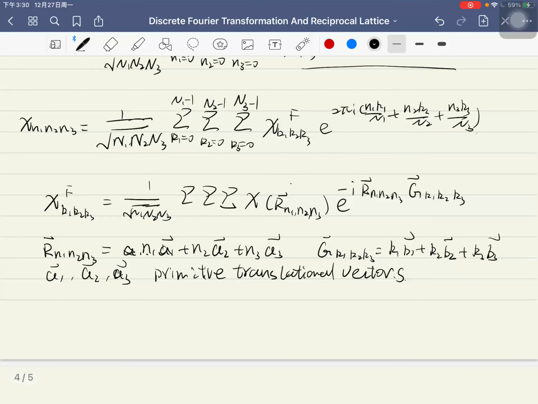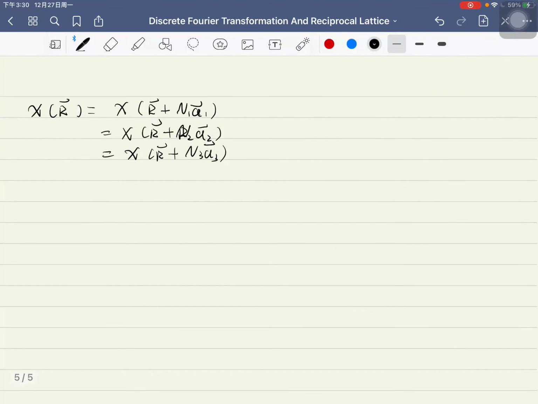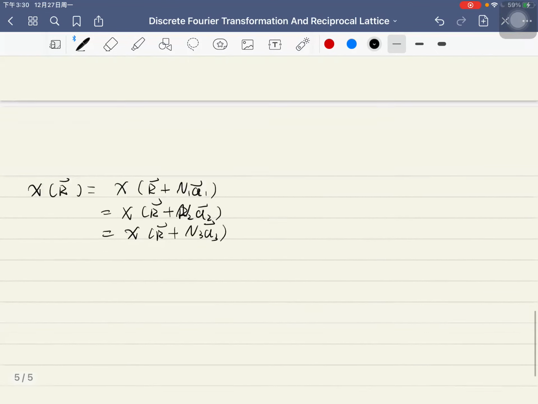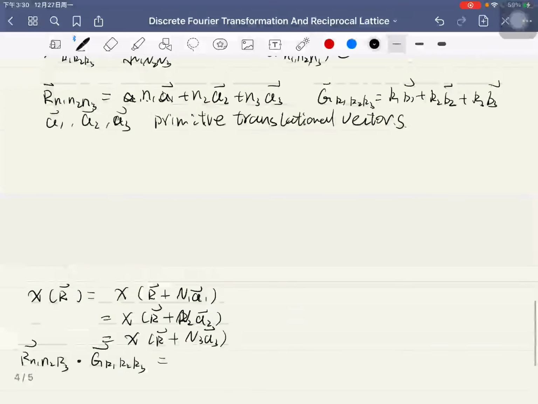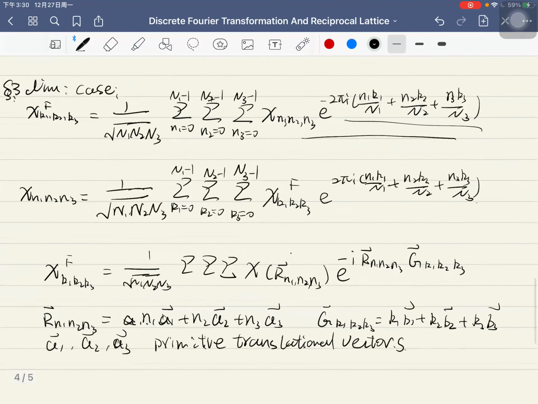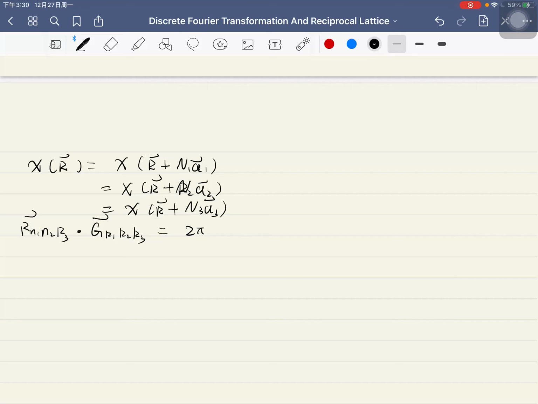We want to make sure the R with n1, n2, n3, dot G with K1, K2, K3 is satisfied, which means it equals 2 pi times (n1 k1 over n1 plus n2 k2 over n2 plus n3 k3 over n3).